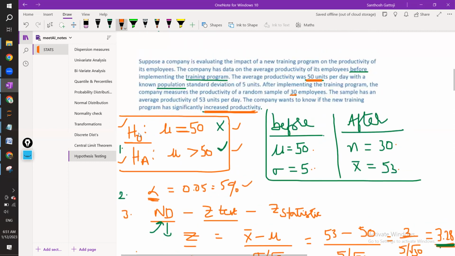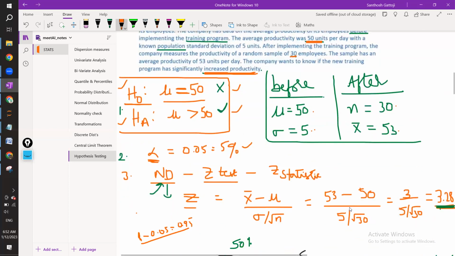So here, how did I take the null? I took the null as mu equal to 50. That means, after the training also, so these both are for after the training. After the training also, mu equals 50 only. That means before the training, anyhow, it's 50, but after the training it is also 50, meaning there is no increase in the productivity. Agree? Yes. But alternate is saying, "Hey, mu is greater than 50." That means there is some increase in productivity. So these two are just statements as of now.